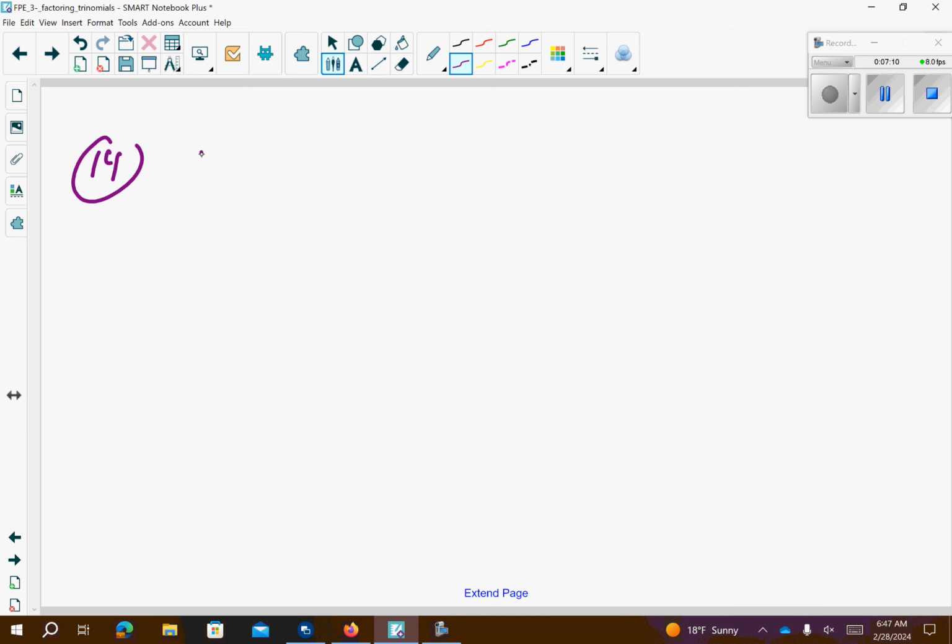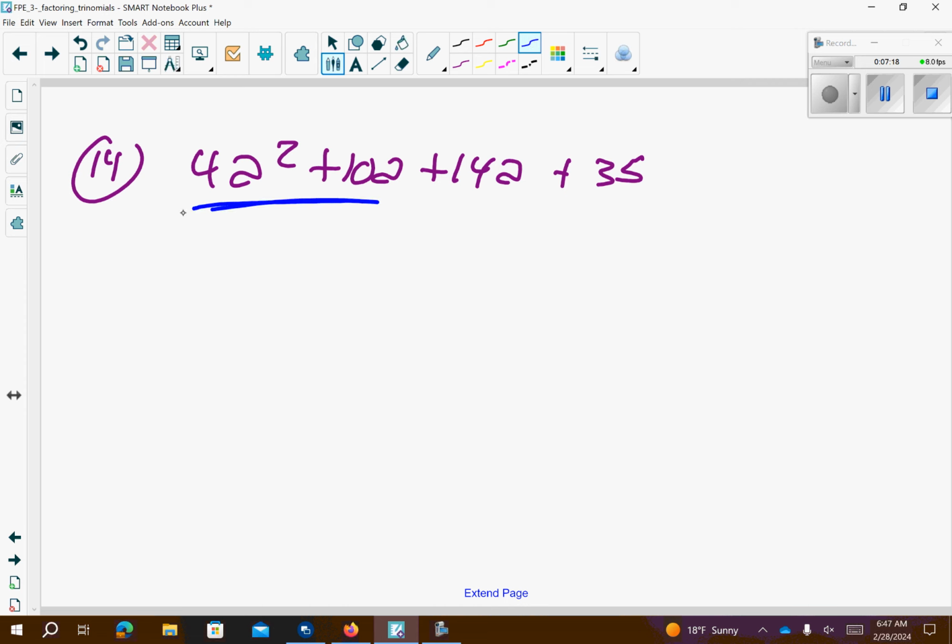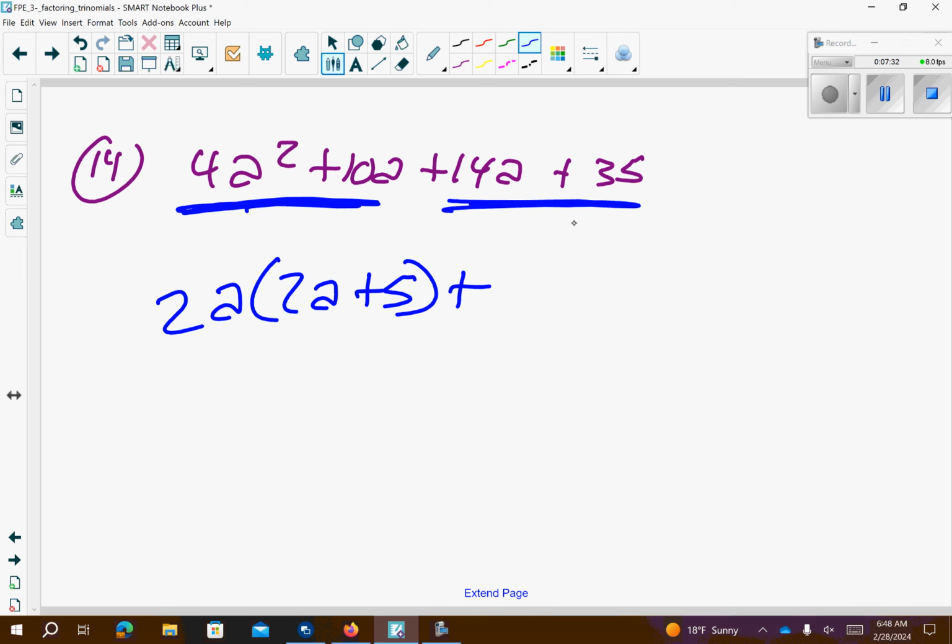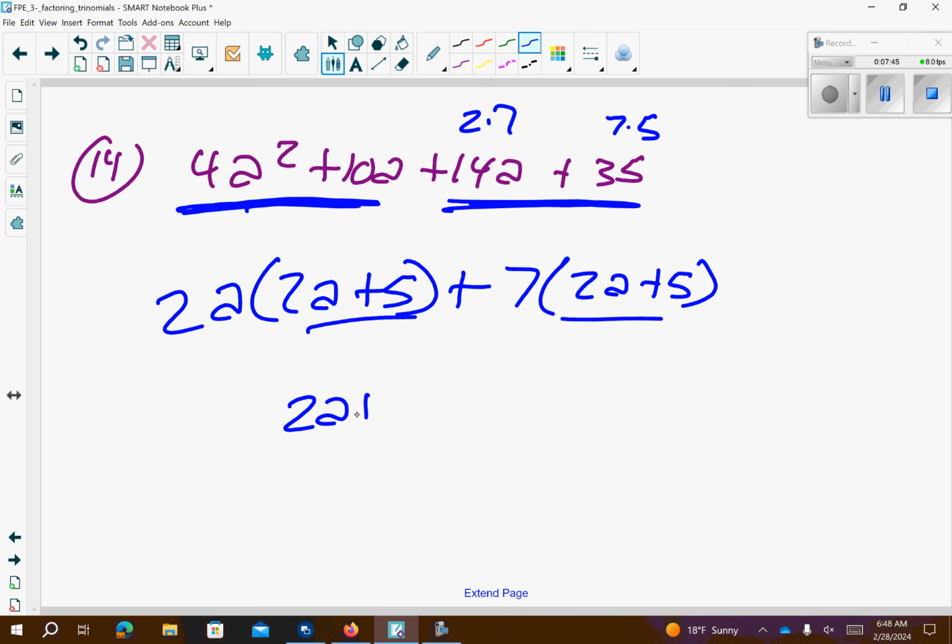Number 14, I get 4a squared plus 10a plus 14a plus 35. Okay, let's see. 2 goes into both. They both have an a. That leaves me 2a plus 5. Middle sign comes down. Okay, what number goes into 14 and 35? I would say 7, because 2 times 7 is 14 and 7 times 5 is 35. So a 7 comes out. That leaves me 2a plus 5. Those are the same. And then what do I have left? I have both of those.